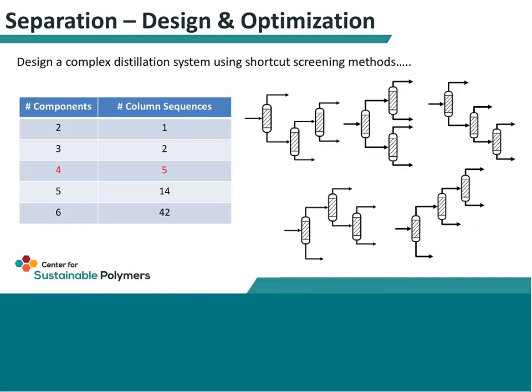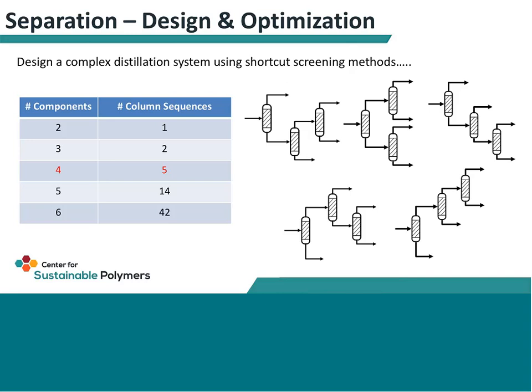Now this ultimately comes back to the problem we talked about earlier. If we're doing a lot of distillation and we have complex mixtures, how do we put these all together? And you can imagine that for the number of components that you have, it gets big very quickly. If you have a 2-component system, you only have 1 column and there's only 1 column sequence. For 3 components, you can imagine 2 different scenarios.